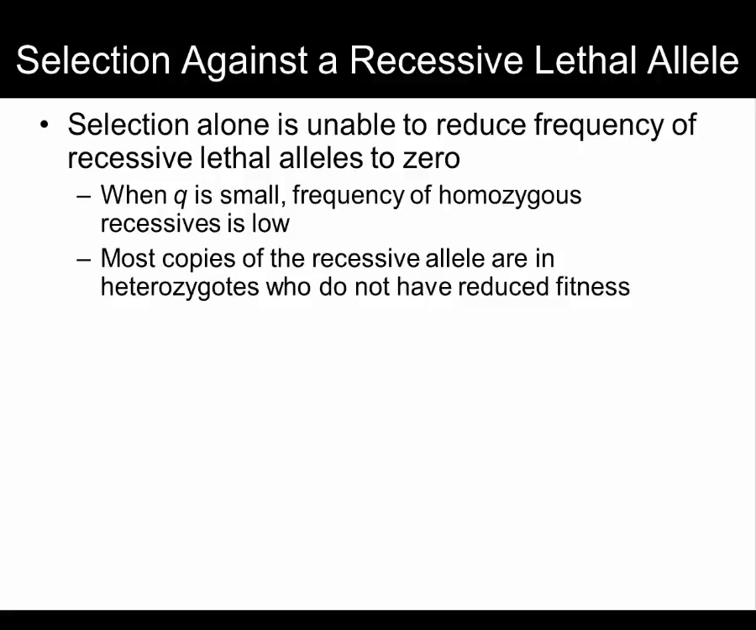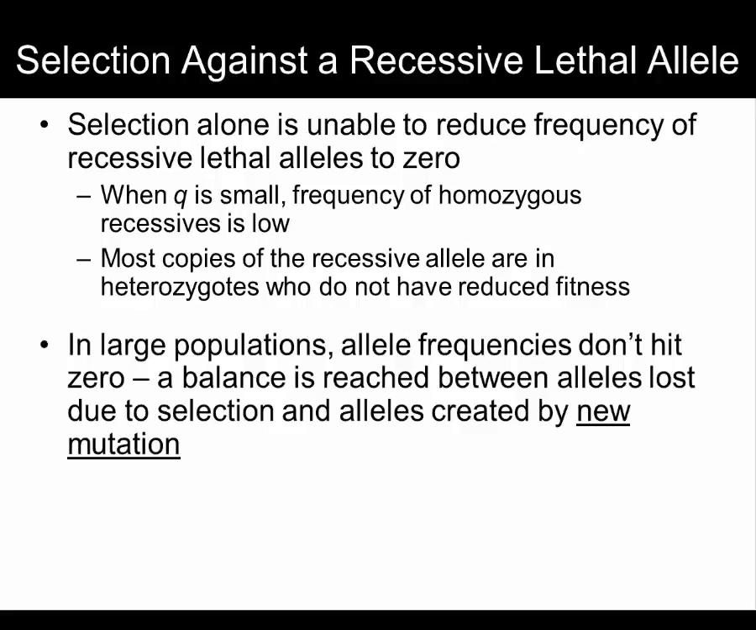When q is small enough, the frequency of homozygous recessive individuals is low, and most of the copies of the recessive allele that exist are in heterozygotes who do not have reduced fitness. The recessive allele will persist in these individuals. In large populations, a balance is eventually reached where the number of alleles lost due to selection equals the number of alleles created by new mutations. So q is stable. Since mutation rates are low, q will be small in that situation.